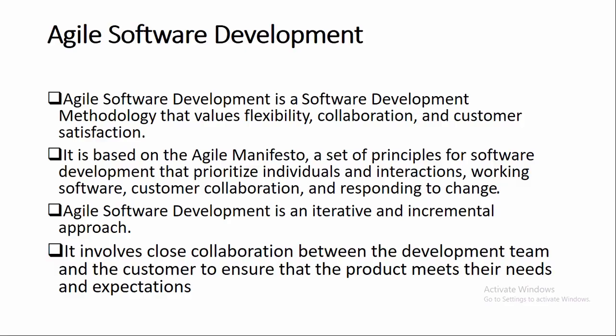Yes, so here we are defining the Agile methodology. So what exactly is Agile software development? It is a methodology that values flexibility, collaboration and customer satisfaction. It is an iterative and incremental approach. Instead of a big reveal at the end, we work in close collaboration with the customer to ensure the product meets their needs as it grows. Yes, so this is all about Agile software development. This is how we define Agile software.